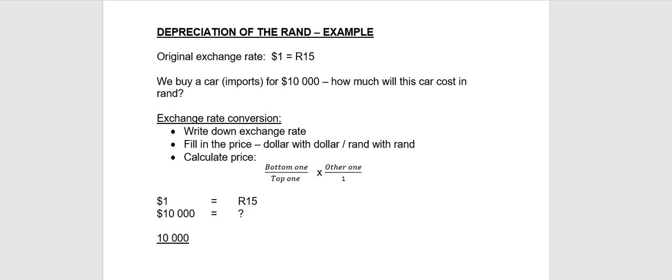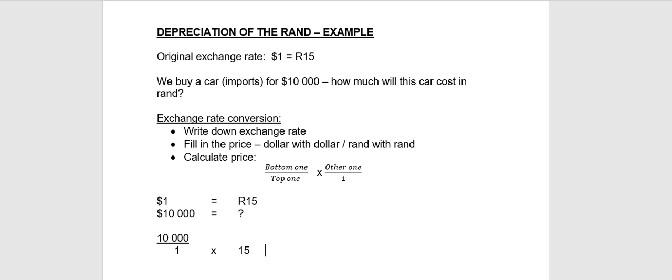So we're literally going to take 10,000 rand, and we are putting it over the top one. Then we are saying multiplied by the other one, which is 15 on 1. I'm going to put it on a 1. That is basically what you're going to do.